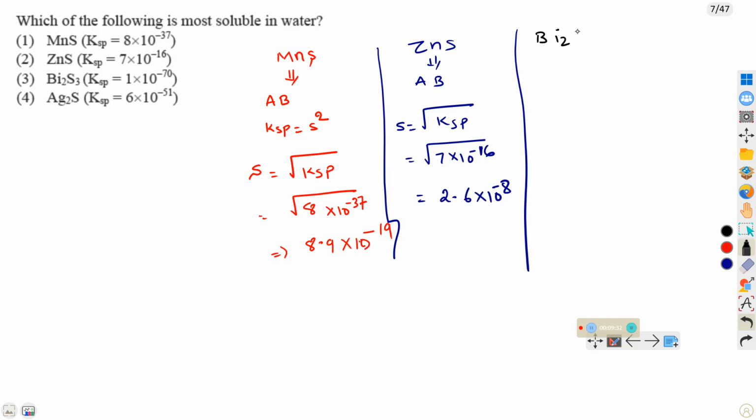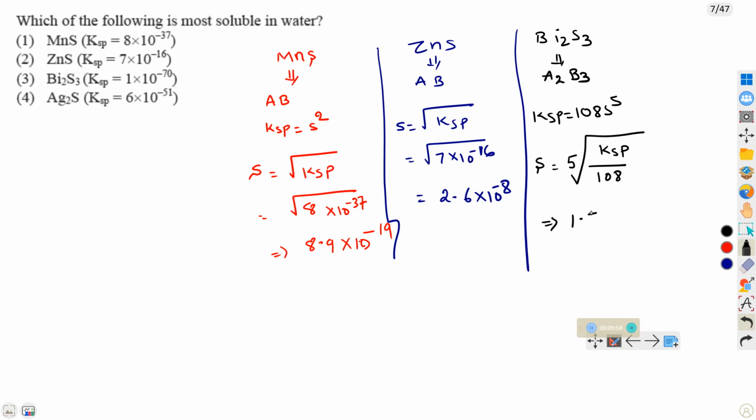Bi2S3. Bi2S3 is A2B3 type of salt. KSP is equals to 108 S power 5. Then solubility is equals to fifth root of KSP divided by 108. Simplify the value. You will get 1.5 into 10 power minus 15.